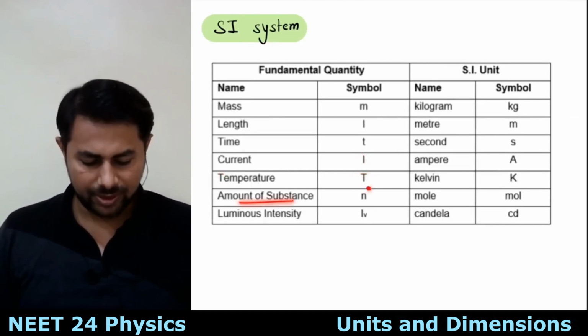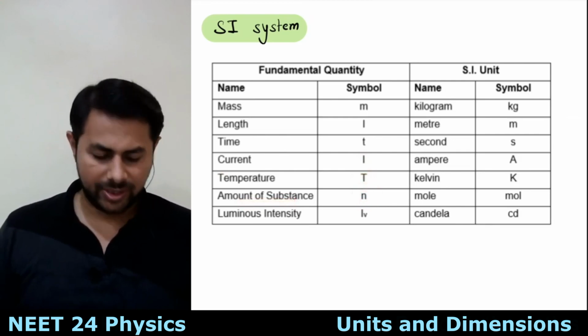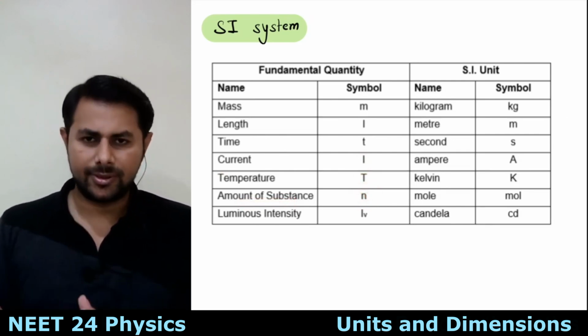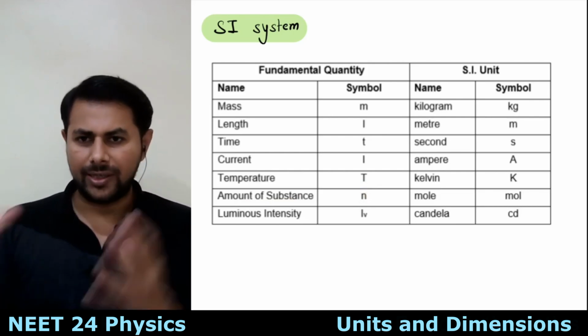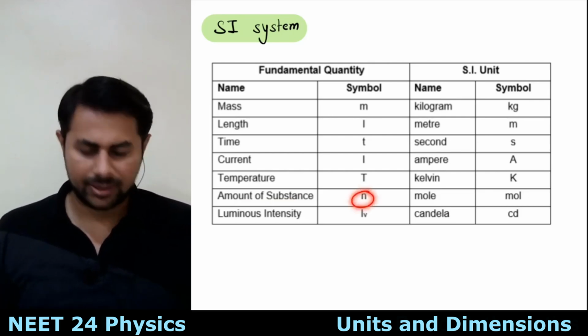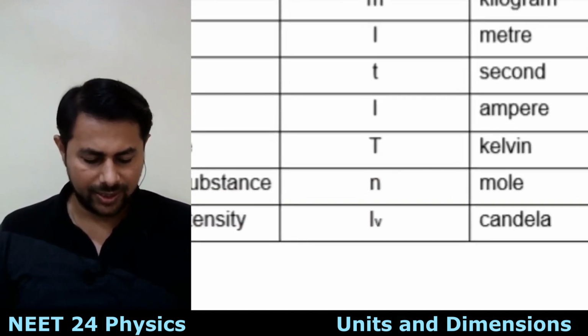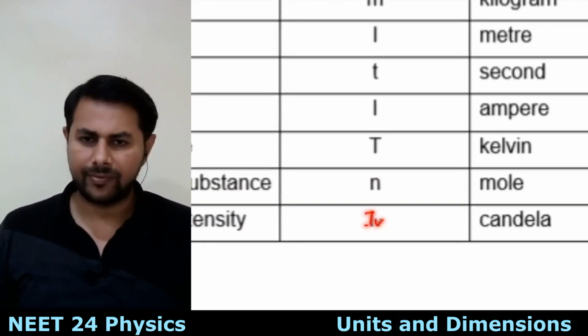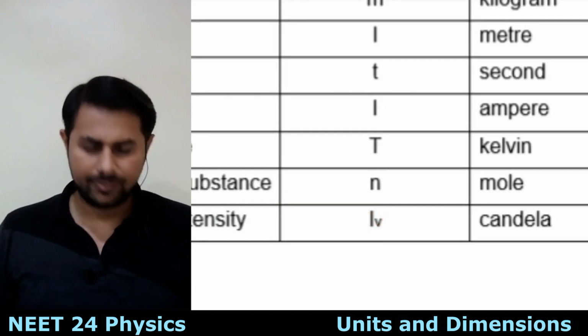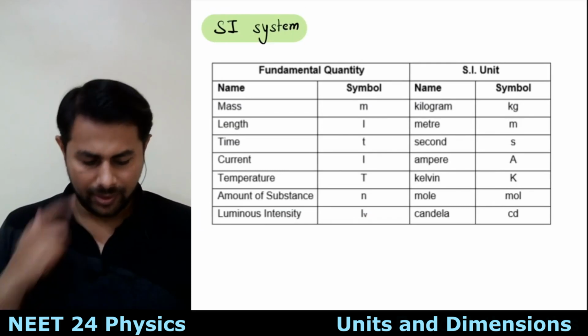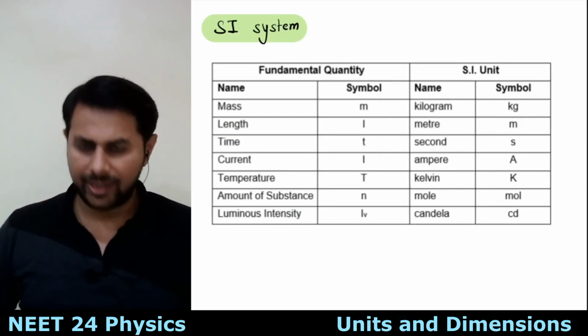Then amount of substance, you know that from chemistry, is denoted by small n, that is the number of moles. It is the quantity of a substance, the amount of substance, denoted by the number of moles. And then there is luminous intensity, denoted by I_v, or I nu.